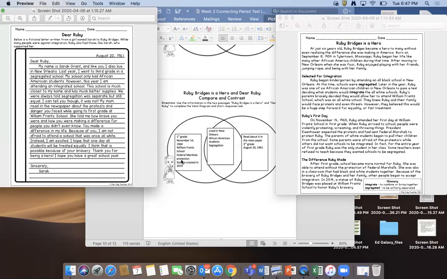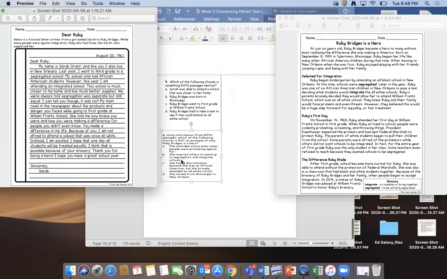On the other side, it says read about the incident in a newspaper. So Ruby Bridges' friend who wrote her, Sarah Grant, was talking about that, and she was in third grade, and also it was written in August 1961, August 20th. Okay, so those are a few similarities and differences. You may have something the same, you may have something a little bit different, but as long as you're close to some of those answers, you are doing the right thing by understanding how to compare and contrast those two texts.